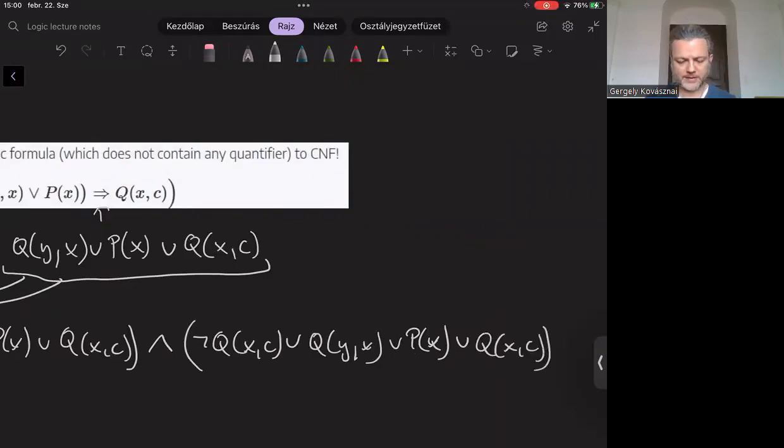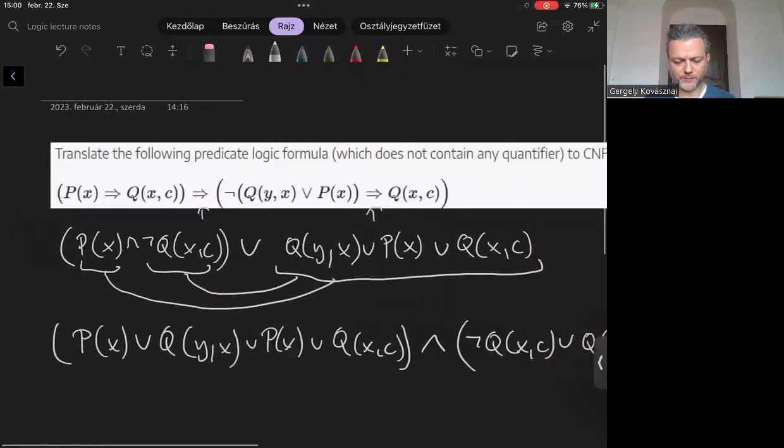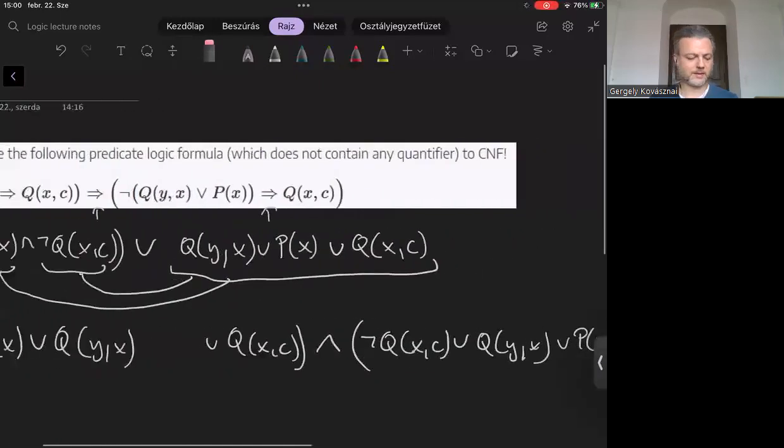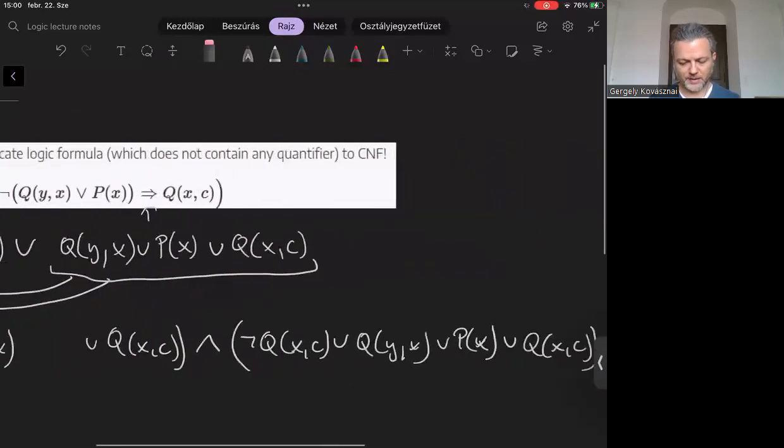Okay, now let's look at this formula. First of all, in the left-hand side of the conjunction, you can see that p(x) appears two times. Of course, we can eliminate the duplication like that. Now, this is a simple simplification.